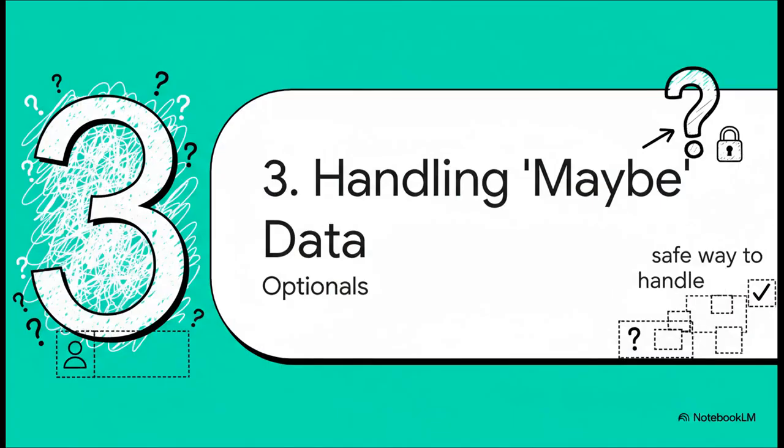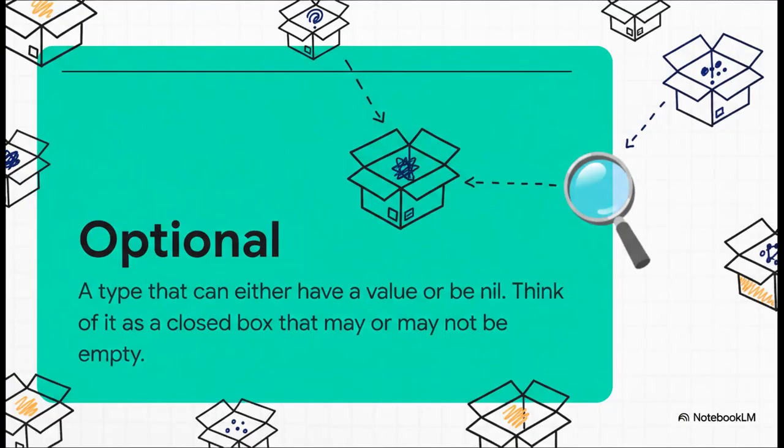Okay, on to topic number 3. What happens when the data you need might not actually be there? You know, like a user profile probably has a username, but the bio field, that could be empty. Well, Swift has this really beautiful and safe way to handle this kind of uncertainty. It's called an optional. Honestly, the best way to picture an optional is as a closed box.